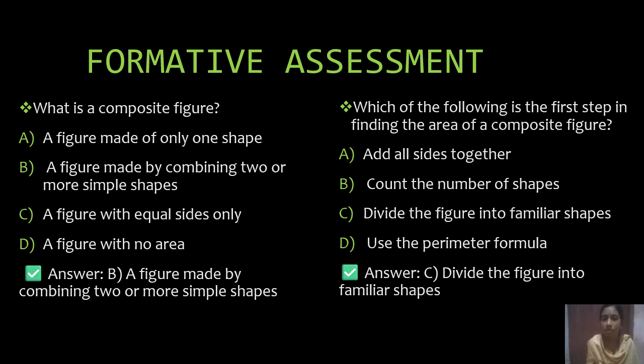The next question is, which of the following is the first step in finding the area of a composite figure? Is it to add all sides together, to count the number of shapes, to divide the figure into familiar shapes, or to use the perimeter formula? Yes, the right answer is option C. Divide the figure into familiar shapes.